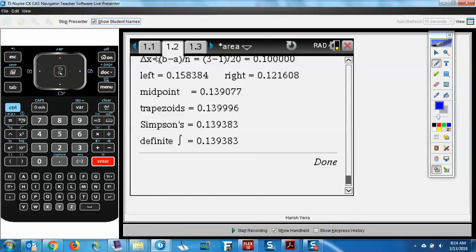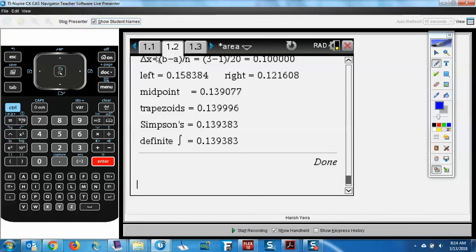But it's pretty much accurate. I think you're going to get the same thing. I mean, the way this one looks, here's the exact answer here. Simpson's is already accurate out to 6 decimals. Okay? Okay.